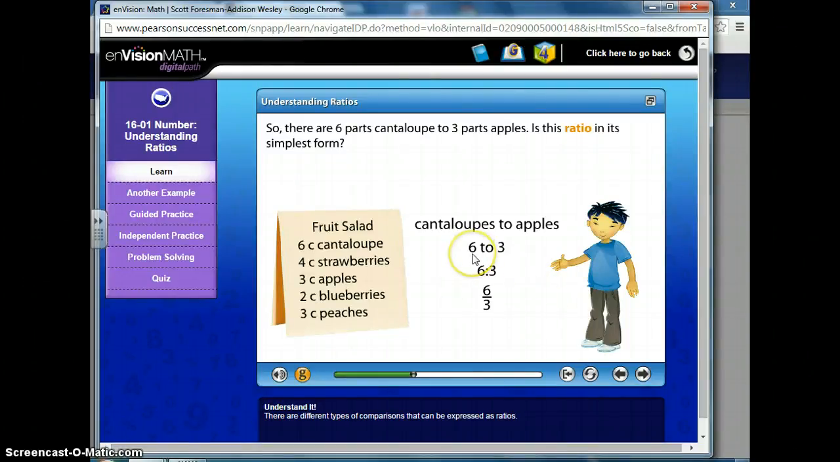I'm sorry, what? It would not be 3 to 1. It would be what, Owen? 2 to 1. We're dividing 6 and 3 by 3. 6 divided by 3 is 2. 3 divided by 3 is 1. It would be 2 to 1.